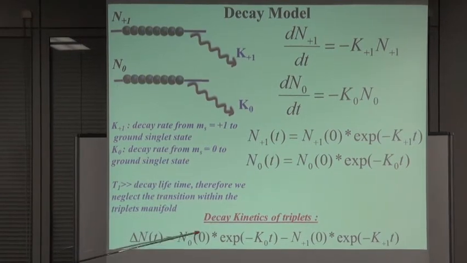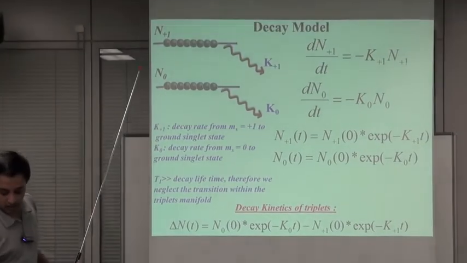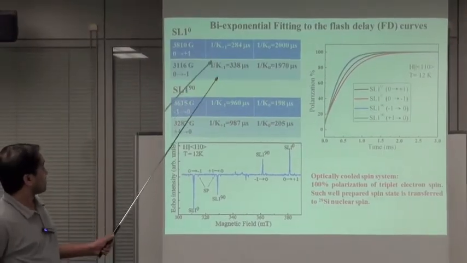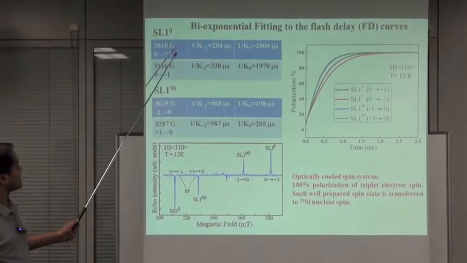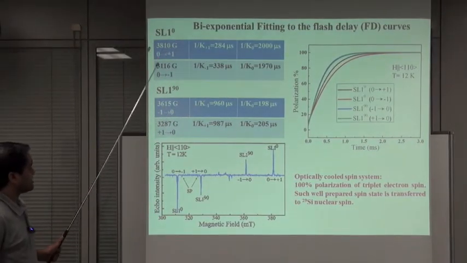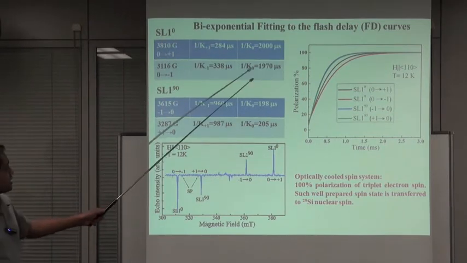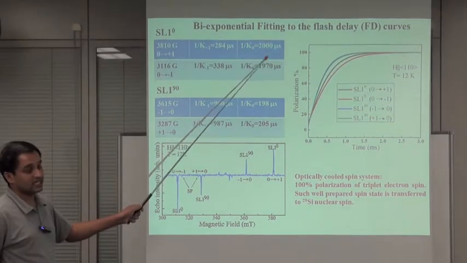And when we fit our bi-exponential equations to the flash delay curves, we get the various time constants for various states. For example, for SL10, k0 is about 2 milliseconds.